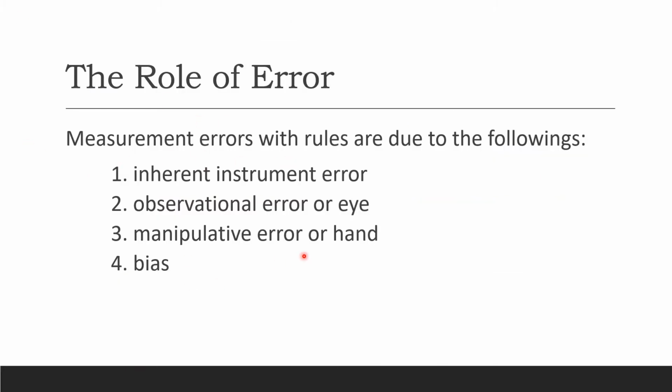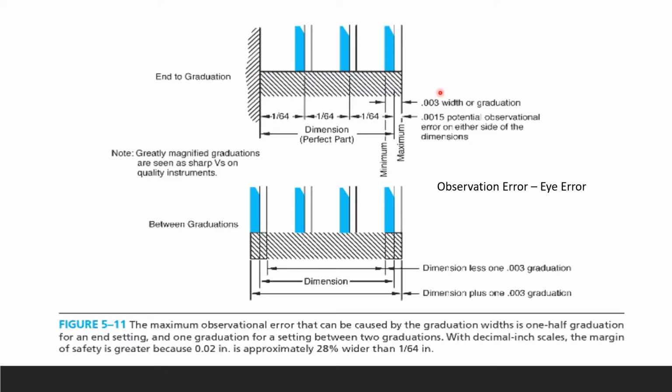Measurement errors can happen, they always happen, and that's because of your inherent instrument error, and/or your observation error, your eyesight, and your manipulative error, or your hand, and the last one is bias. Here is an example of your observation error. We call that eye error. When you have a perfect part, 1/64, 3 times, sometimes your eye is going to read it over or under that. So you have a potential observational error of 0.0015 on either side of that dimension.